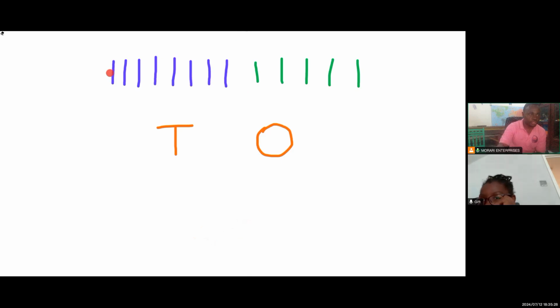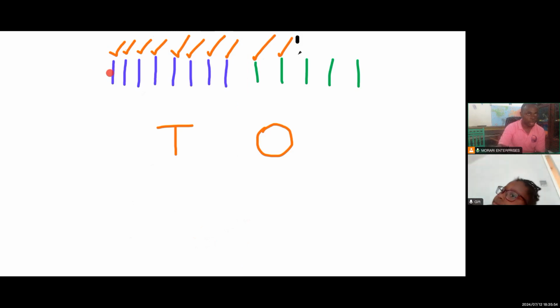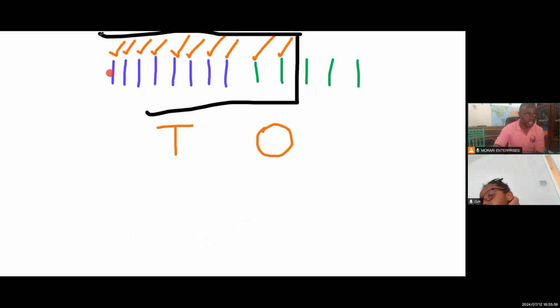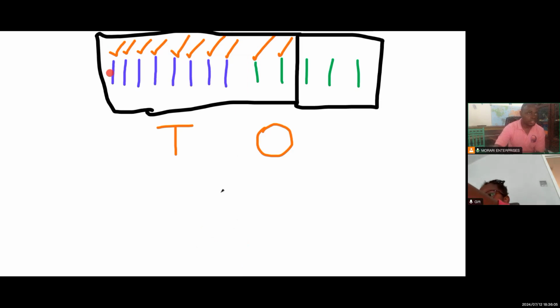So regroup first. Count 10. Let's count 10. 1, 2, 3, 4, 5, 6, 7, 8, 9, 10. And then now you bring a giant bar. Can you put a giant bar here? You see? Now you have regrouped like this. And all this one is 10. And then here you're left with 3.